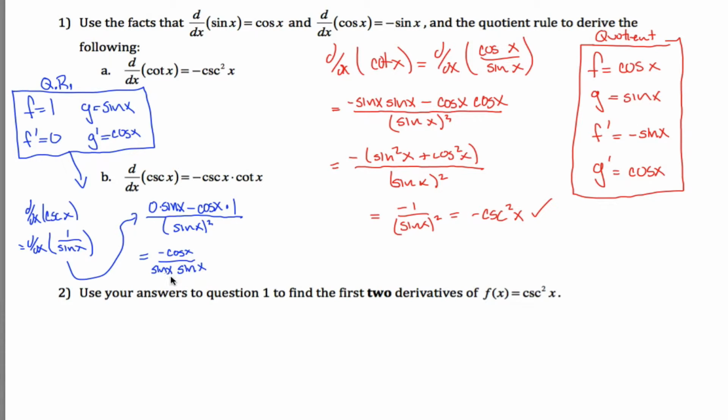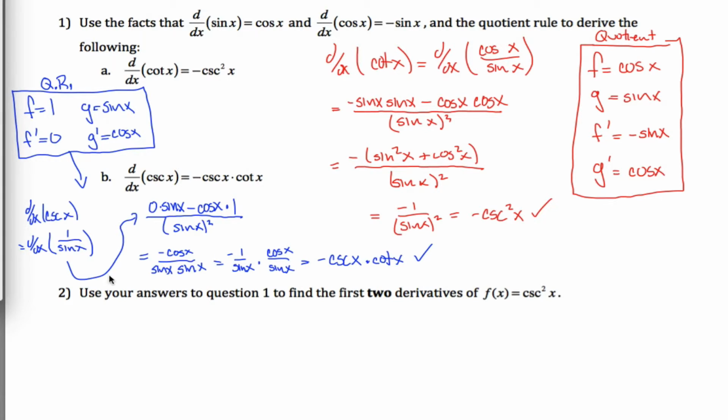Instead of sine of x squared, I'm going to write it as sine of x times sine of x. Why would you do such a thing? Well, cosine over sine, we saw that before. Yeah, here it is. Cosine over sine is just cotangent. So really I have negative 1 over sine of x times cosine of x over sine of x. And 1 over sine of x is cosecant. So I got negative cosecant of x times cosine over sine, as I said before, was cotangent. So I get exactly the derivatives I was hoping for here.